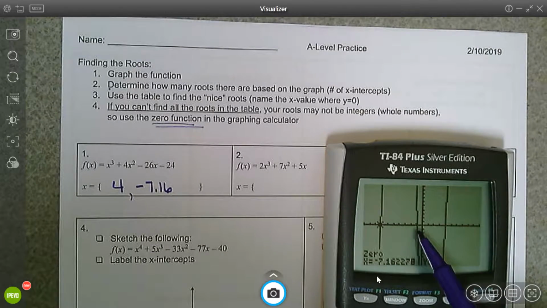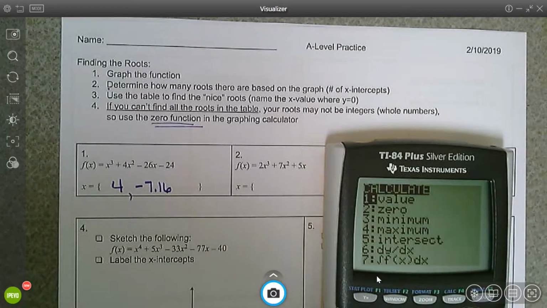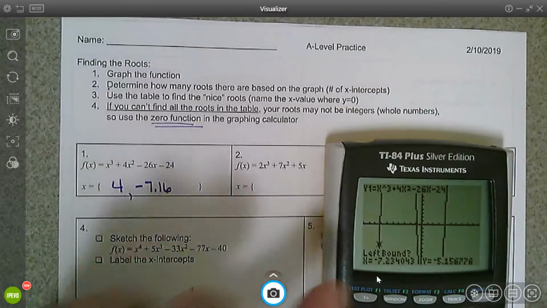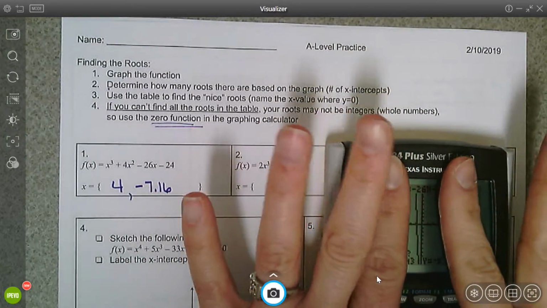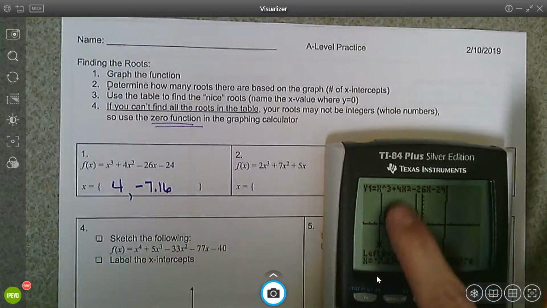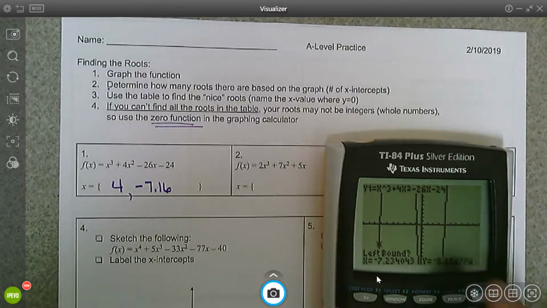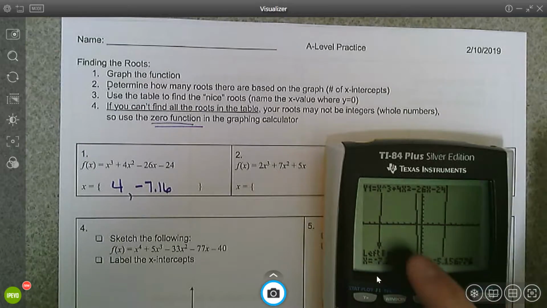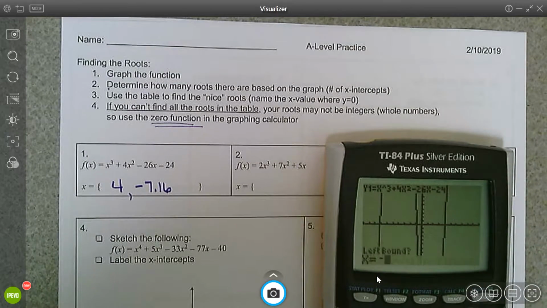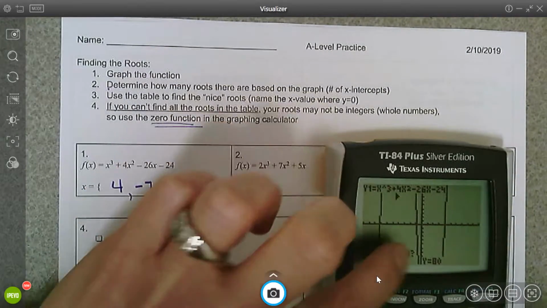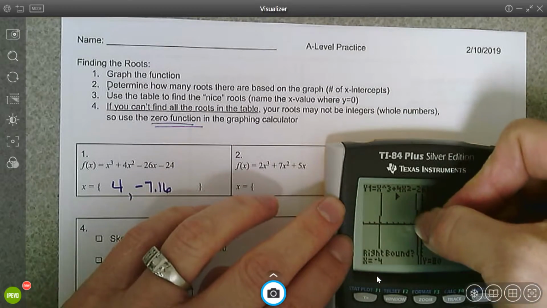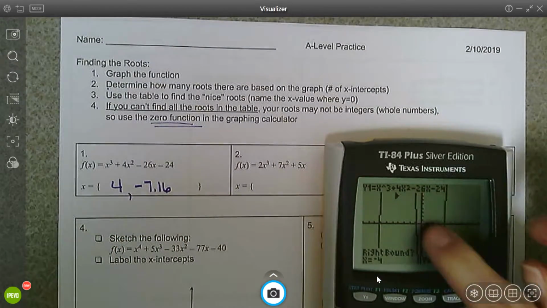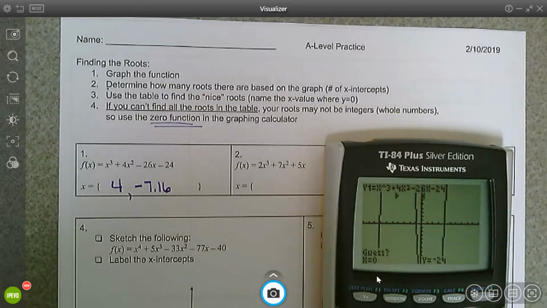We need to find this one right here. So I'm going to go through that same process again. I'm going to hit second, trace, and then 2 for 0. So for my left bound, I want it to look in between here. So I need to pick something over here for my left bound. I'm going to pick the number -4. And there's an arrow. And then I need to pick something to the right of where that intersection happens. I'm going to pick 0 and enter.